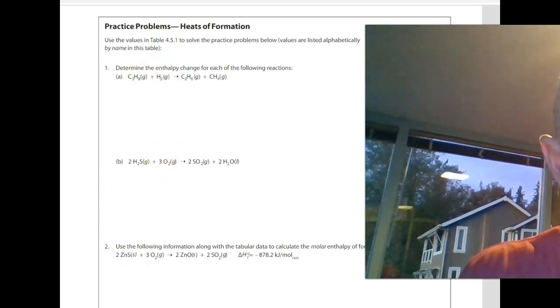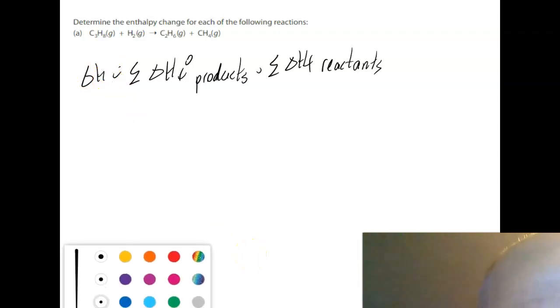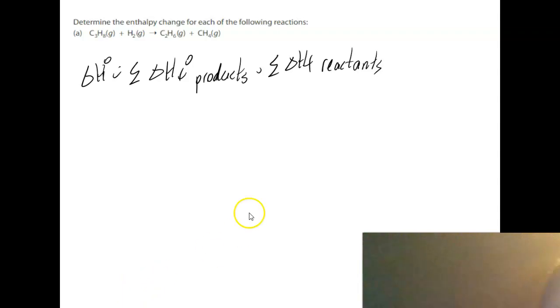All right, so we're going to go back to our whiteboard to solve this. Here's our equation again. The enthalpy of reaction under standard state conditions is equal to the sum of the heats of formation of the products minus the sum of the heats of formation of the reactants.